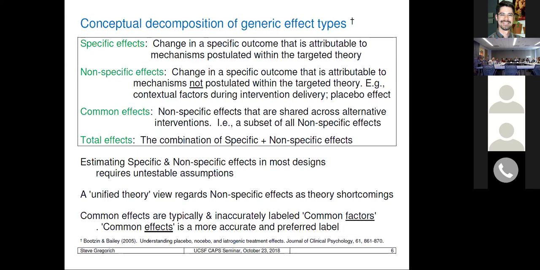So before we move on, I want to introduce, if you don't know already, this conceptual decomposition of generic effect types. I think this probably came out of the psychotherapy research field. So specific effects are the effects of, say, an intervention that are postulated by a theory. So if you're going to attribute the effect of an intervention, or the particular effects, to a theory, those are referred to as specific effects.